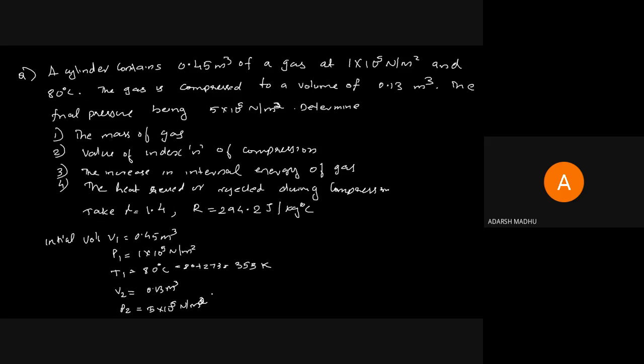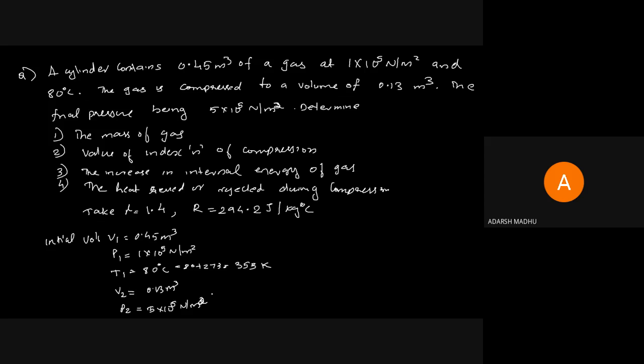So the question says to find the value of index n. First we need to understand which process this is. This is not a constant pressure process, the pressure is changing. It is not a constant volume process, the volume is changing. We cannot assume it is a constant temperature process. So, since you want to find the value of n here, you can assume that this is a polytropic process. Right? It is a polytropic process.